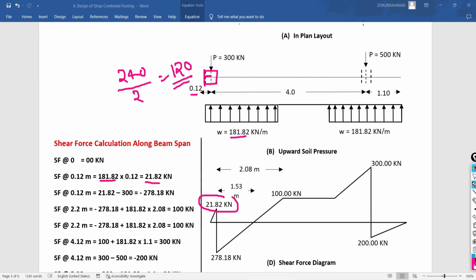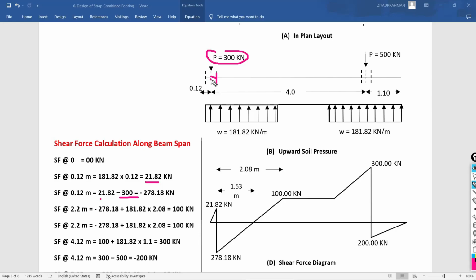Thereafter, if you come just to the right of this center point, you have to include this downward force. So here available is 21.82 minus 300. So on the right hand side section you are getting the value of the shear force as 278.18, and this is in minus sign, so you are getting the value as minus 278.18.